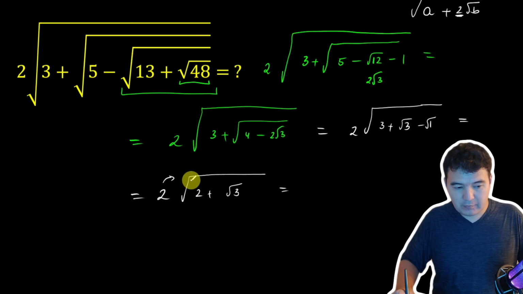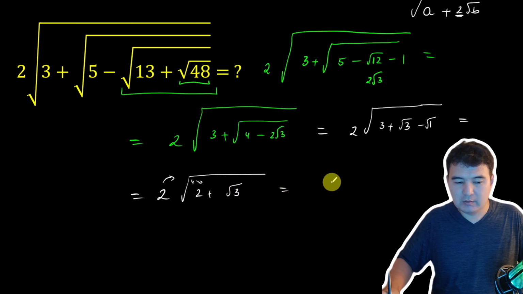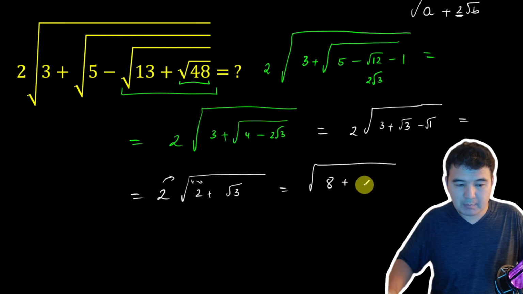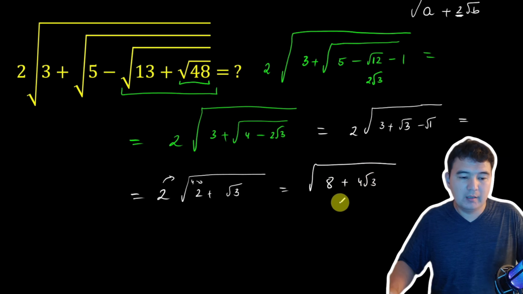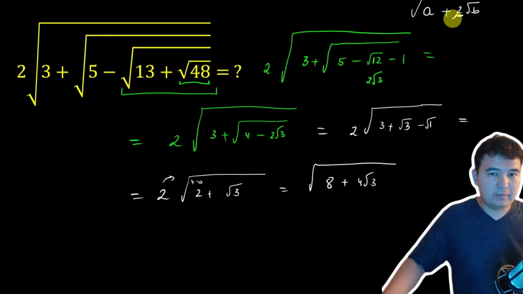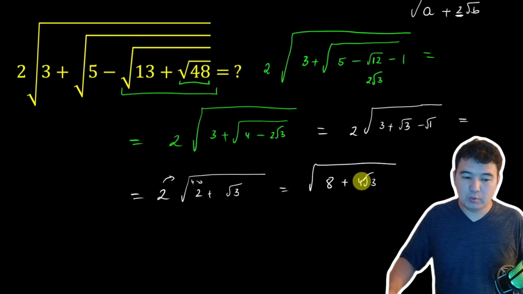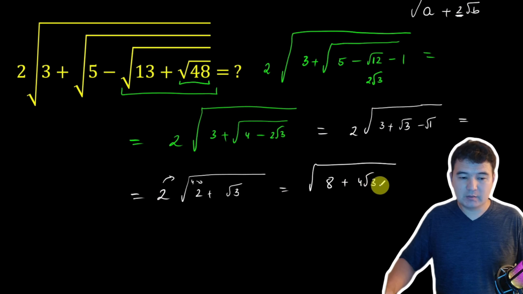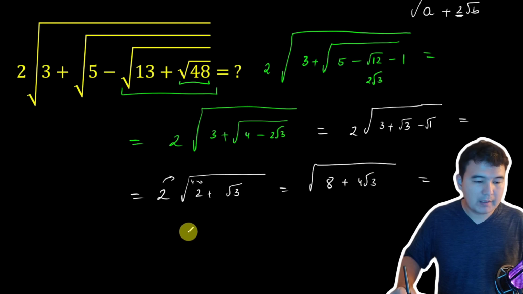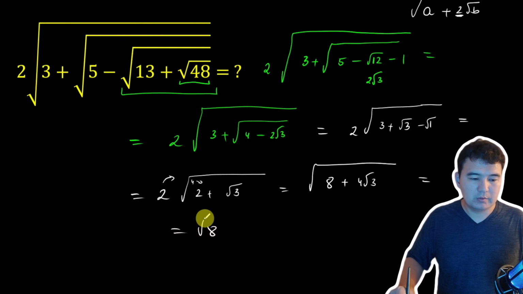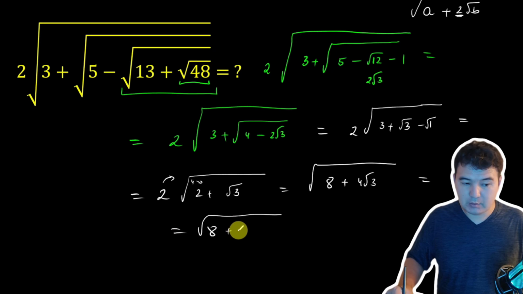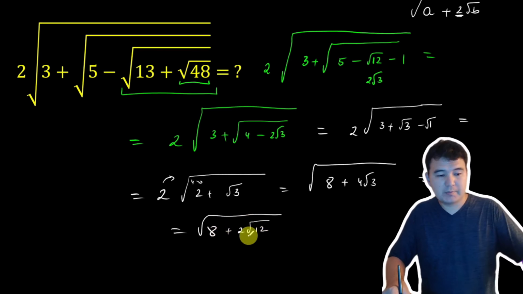So inside it's 4, and this 4 multiplies to 2 and this one. So now we have 8 plus 4 root of 3. But I want 2, not 4. So I'm going to take 2 of these 4 inside the square root. So that makes my expression the square root of 8 plus 2 root of 12. So that's my new expression.